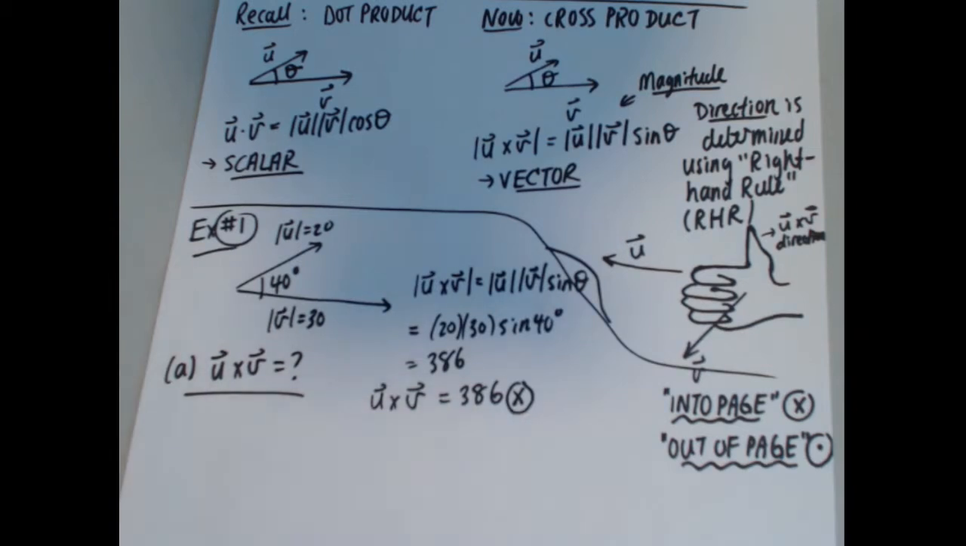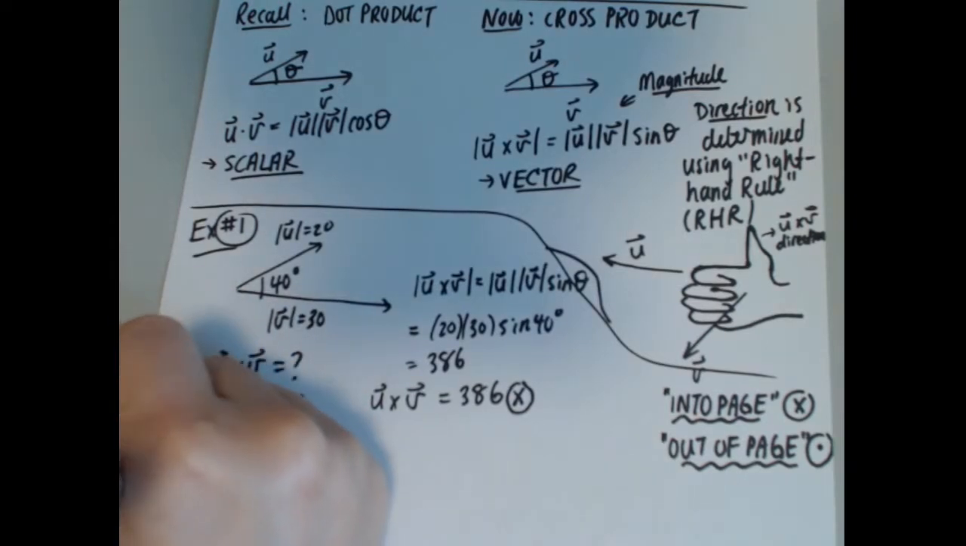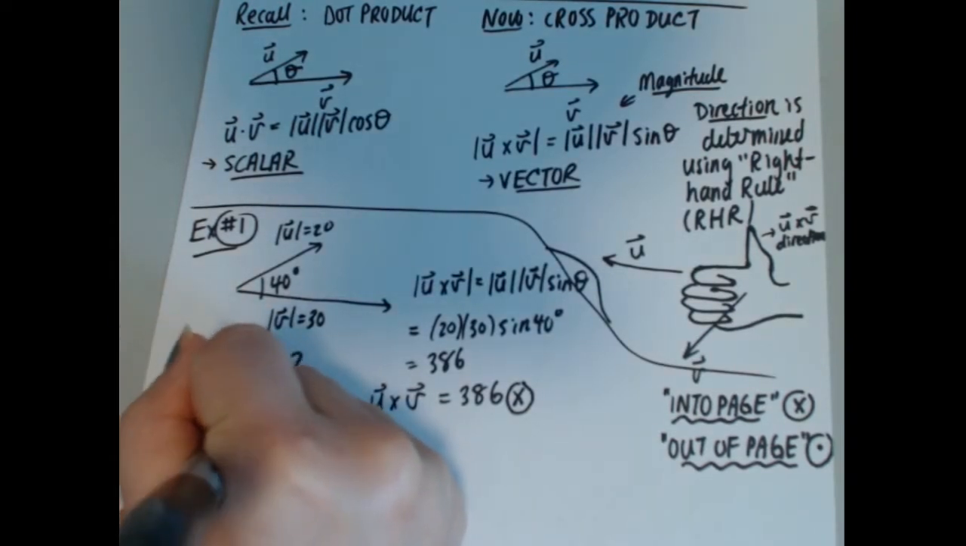Okay, so this is 386 into the page. Okay, so that's part A, U cross V. Now we're going to do part B, which is to determine V cross U.